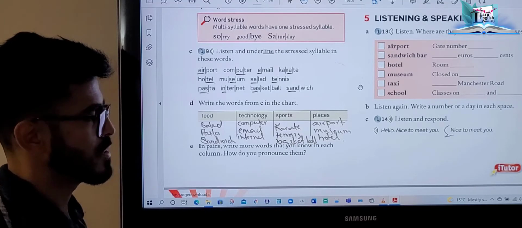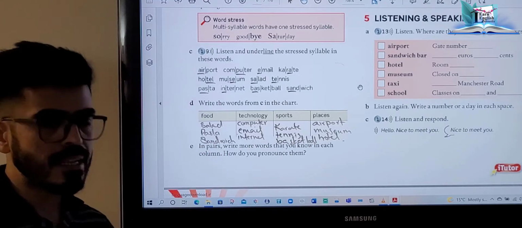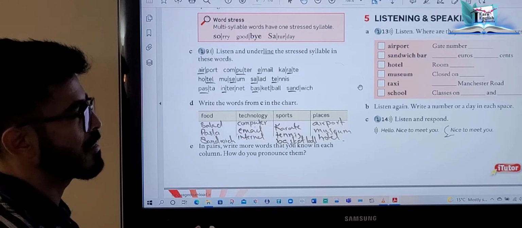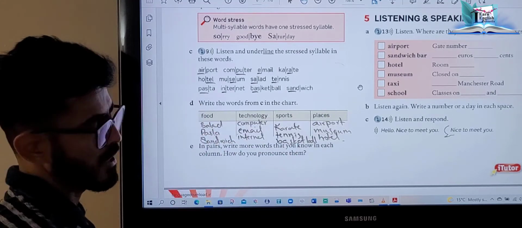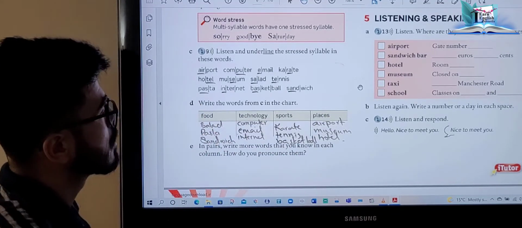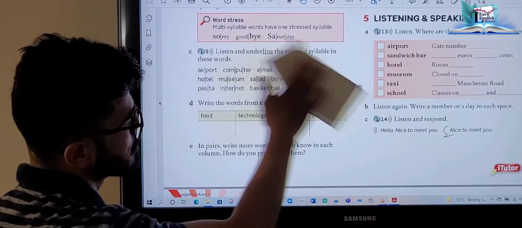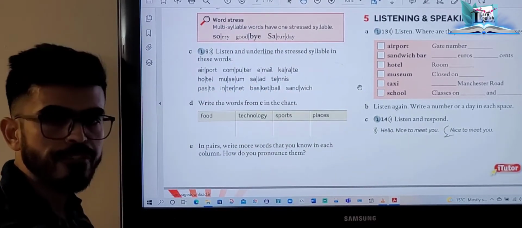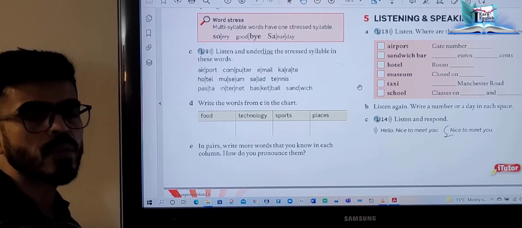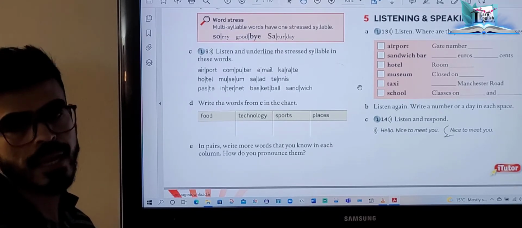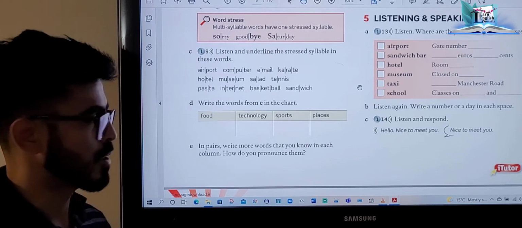How do you pronounce it? Okay, so now take a few minutes and think about the words if you want. Just add the words here. Okay, that's good. So now let's go to the next part. If you guys have any questions, you can write the question in the comments below and let me know what your question is. Okay.